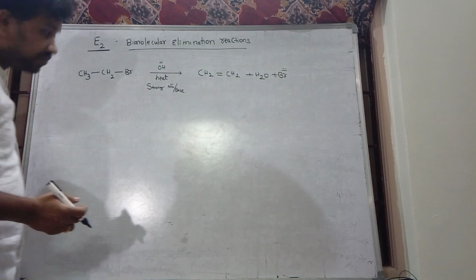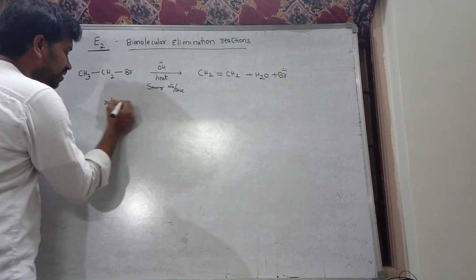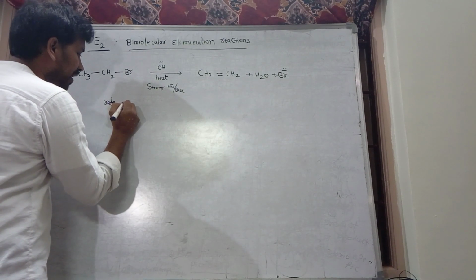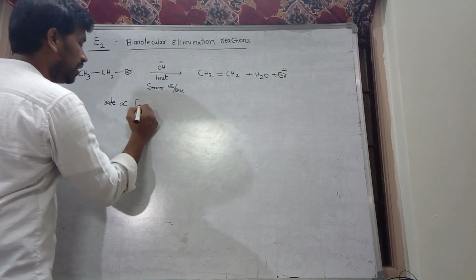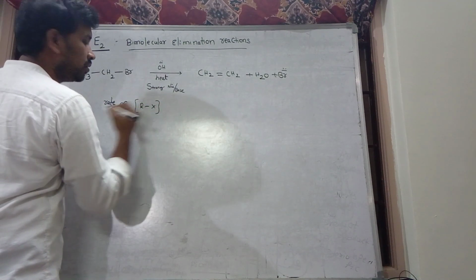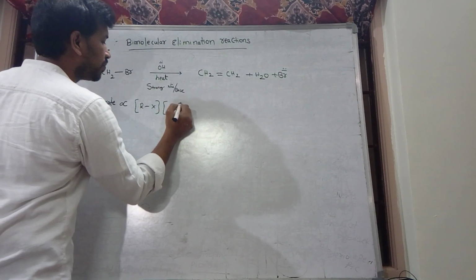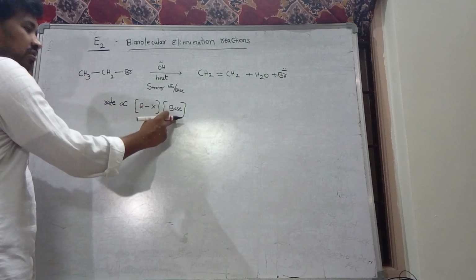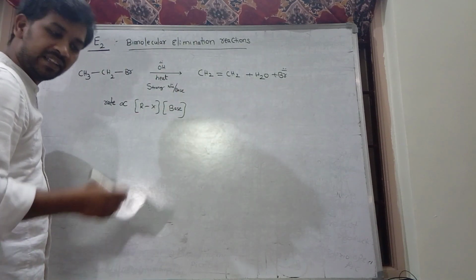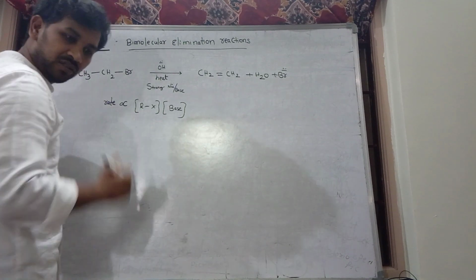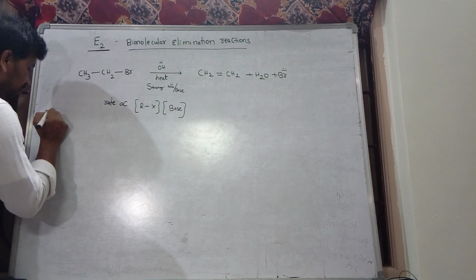Then the rate of the reaction is directly proportional to the alkyl halide and the base. So how many molecules are involved here? 2. That's why it is a bimolecular elimination reaction. It is a second order kinetics. Next, we'll see the mechanism.